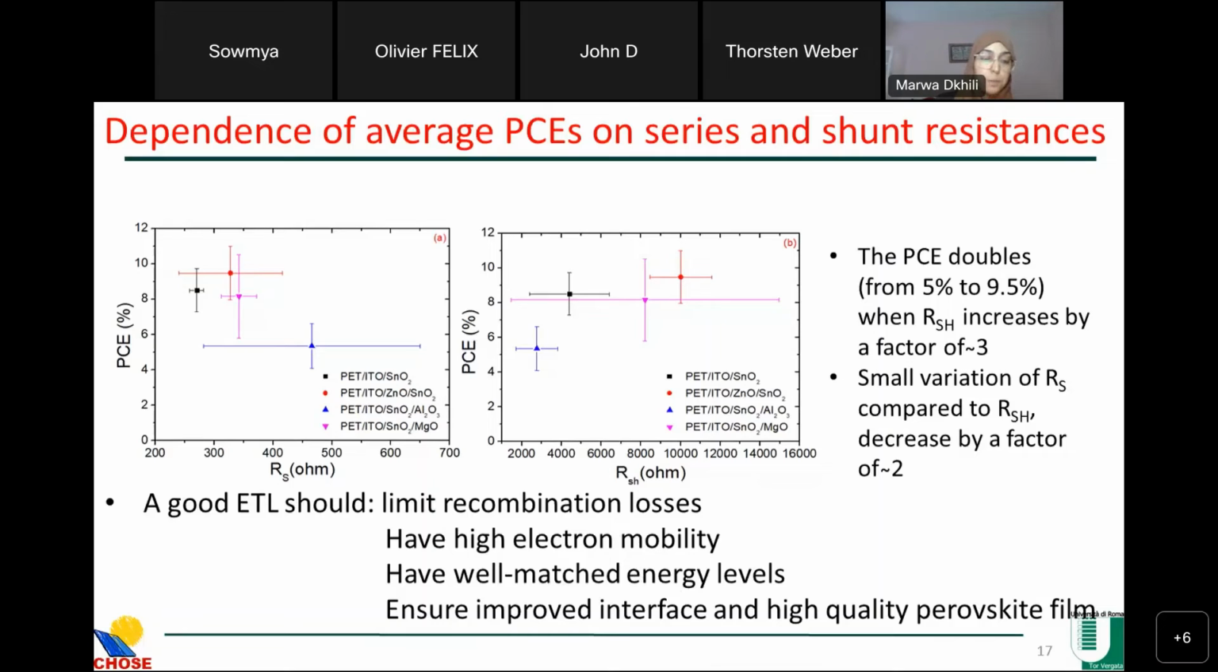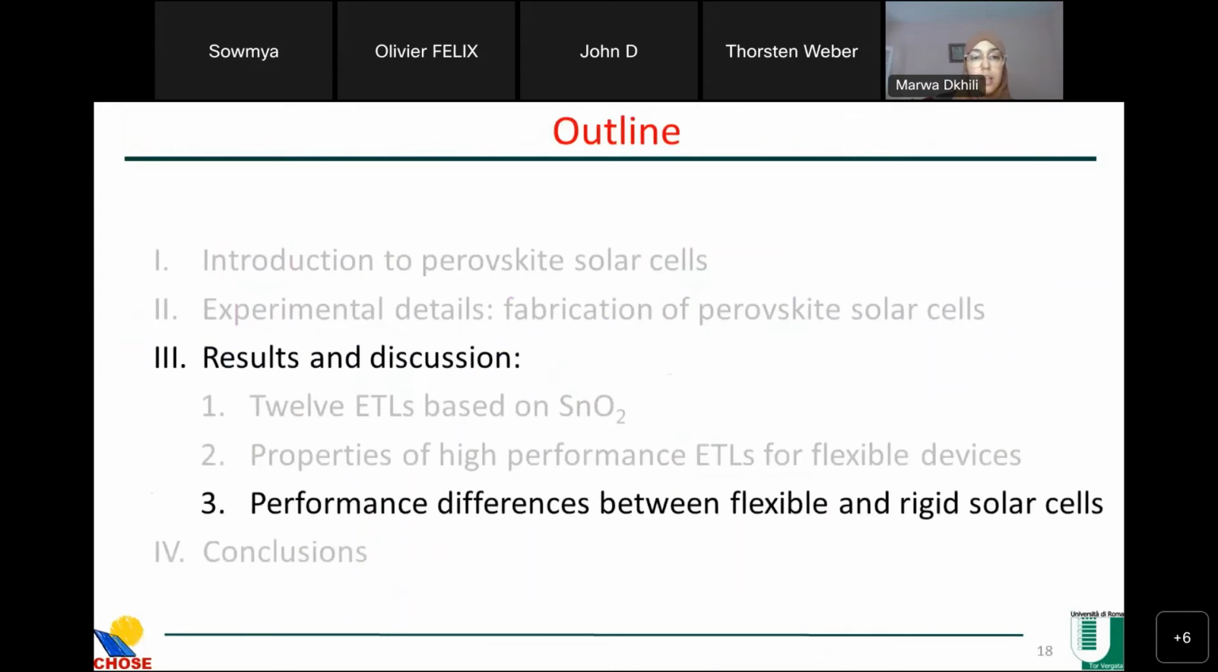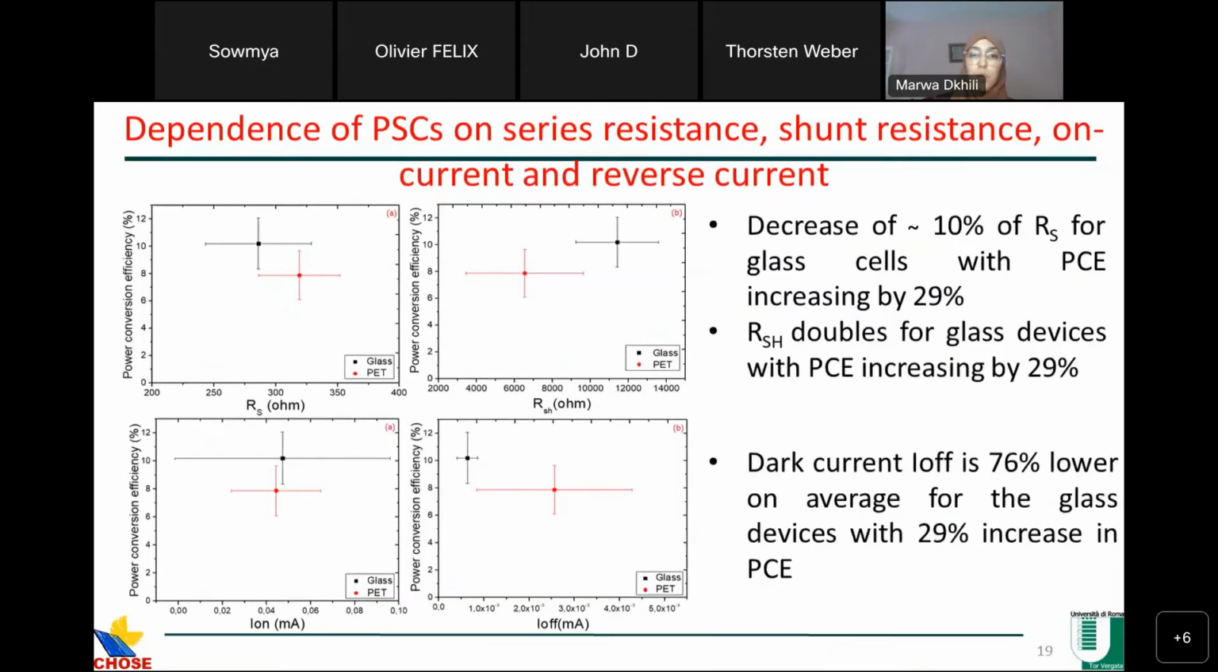Now let's move on to the third part. We have analyzed the PET cells versus glass cells devices, performance differences between flexible and rigid solar cells. So firstly, we have studied the dependence of the efficiency on series resistance, shunt resistance, and the dark current. We can see here that there is a decrease of about 10% for the series resistance for glass cells, with an efficiency increasing by 29%. And for the shunt resistance, it doubles for the glass devices, with an efficiency also increasing by 29%.